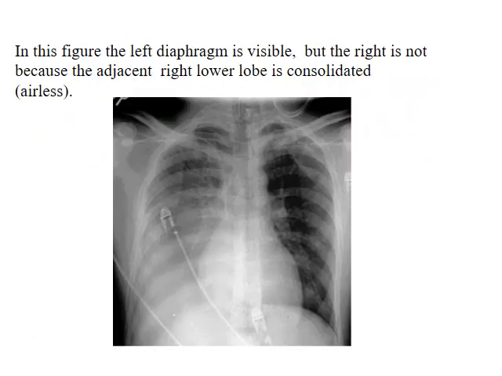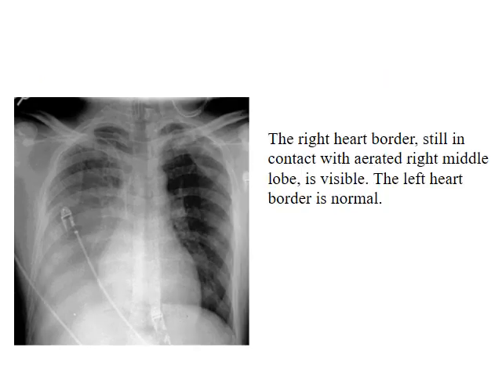So now let's see some examples. In this figure, the left diaphragm is visible, but the right is not because the adjacent right lower lobe is consolidated. So it becomes airless, so you can't differentiate between the lung and the liver. But the right heart border is easily visible because it is still in contact with the aerated middle lobe. The left heart border is also normal.